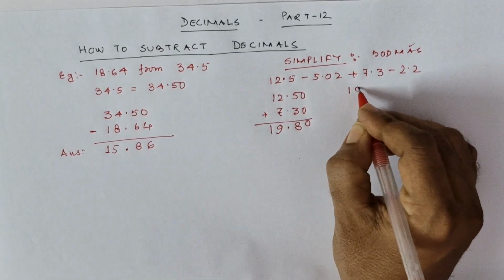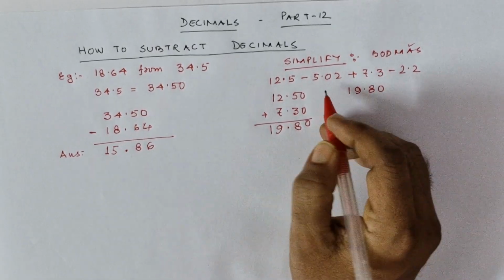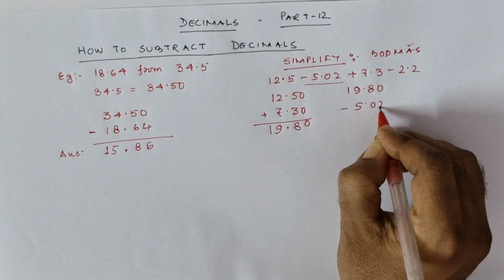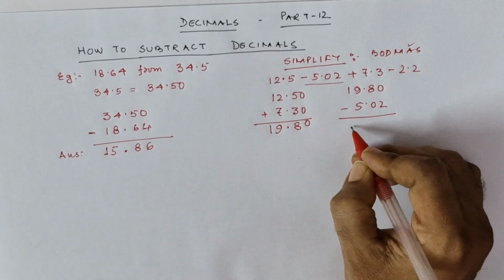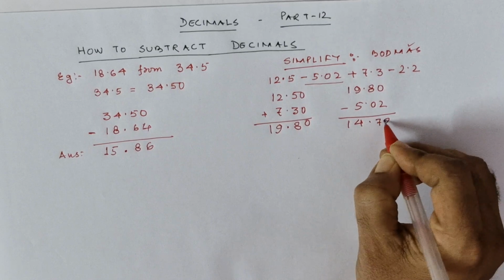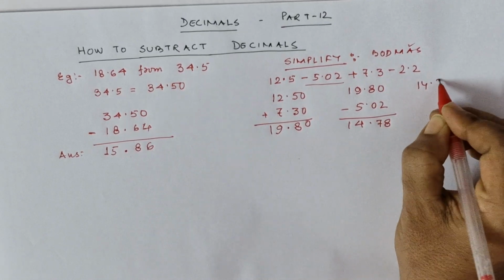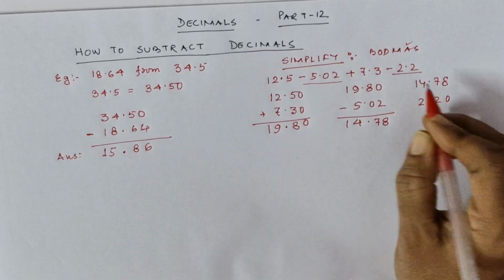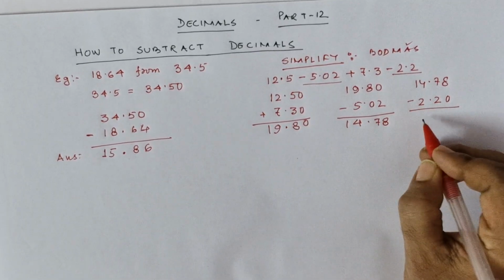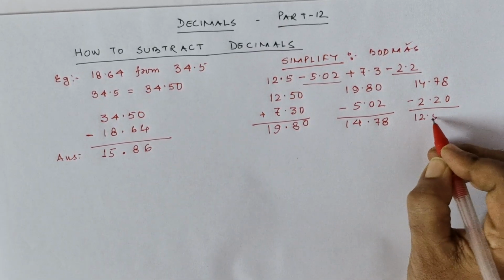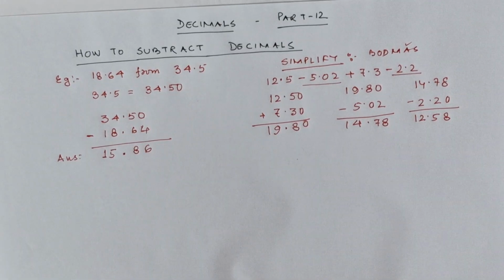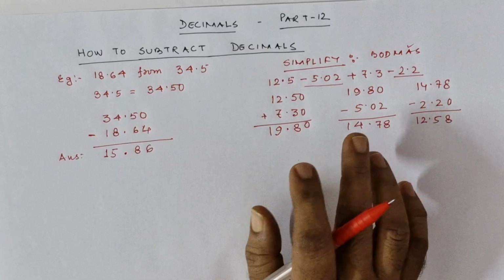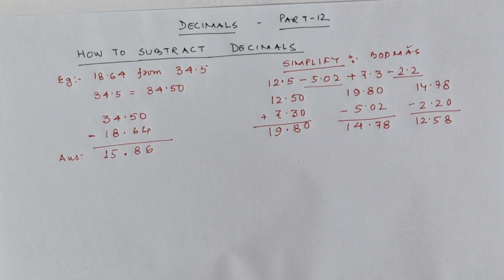Now take the 19.80 and subtract 5.02. The answer will be 14.78. Then take 14.78 and subtract 2.20. Again convert this one into like decimals. Now if you subtract this, the answer will be 12.58. So it's very easy. Apply BODMAS if you have addition and subtraction together to do a simplification.